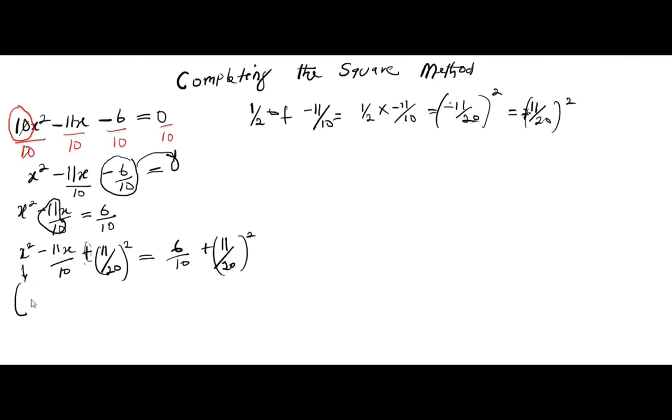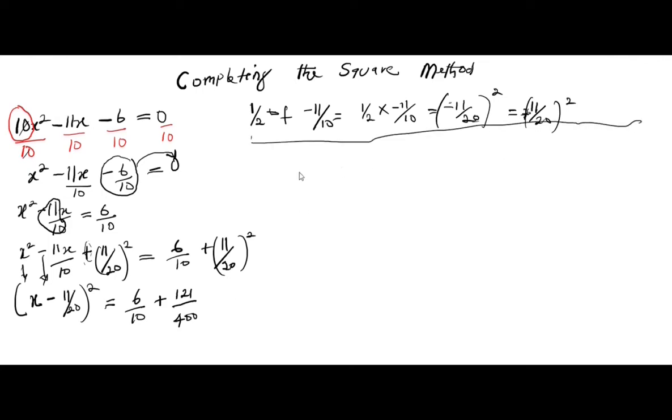All right, so going by our trick, we take this, which is our x, then we take this sign, which is our minus, then we take this 11 all over 20 all squared. So this equals 6 all over 10 plus 11 squared is 121 all over 20 squared is 400, right?